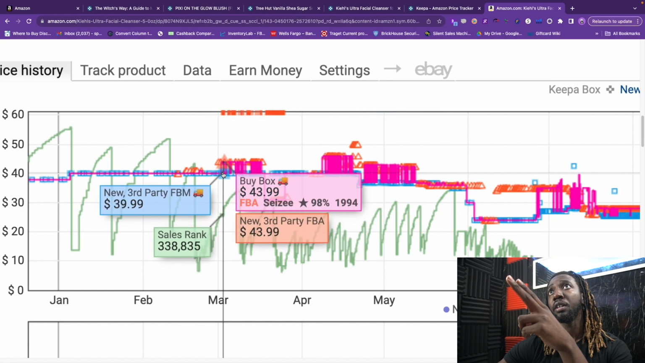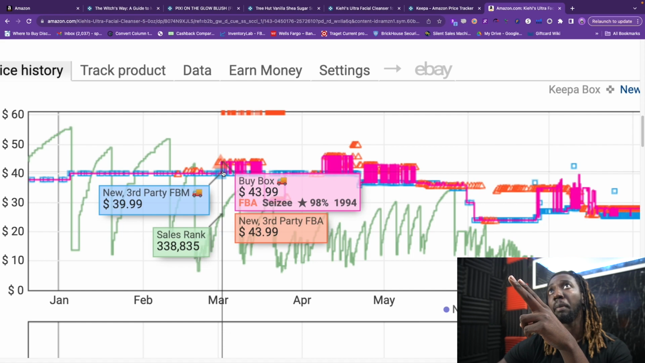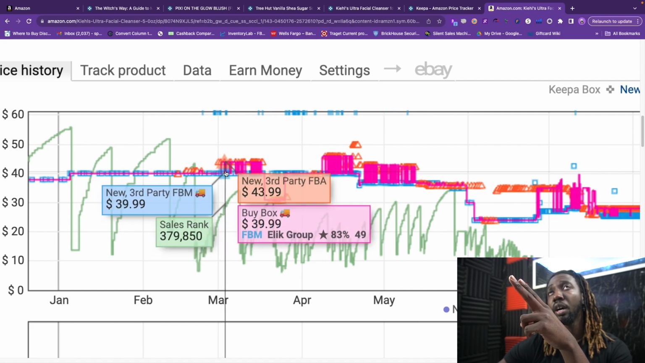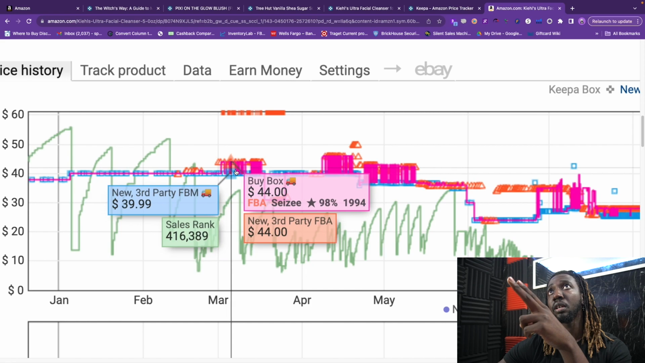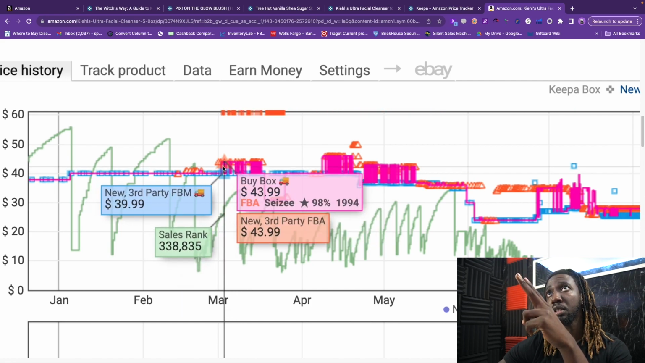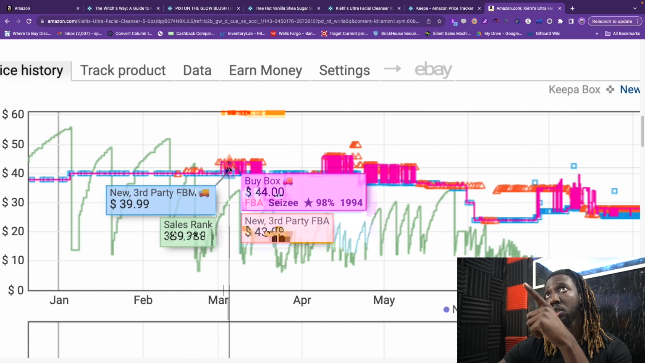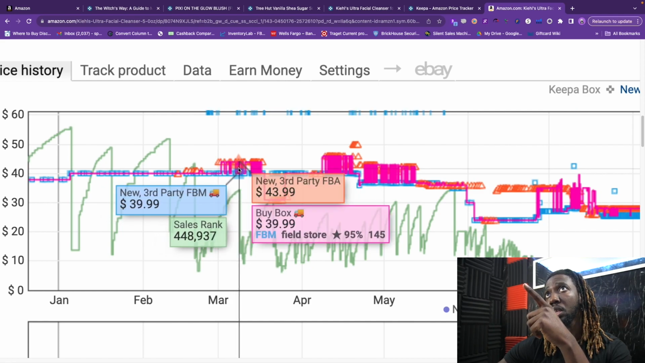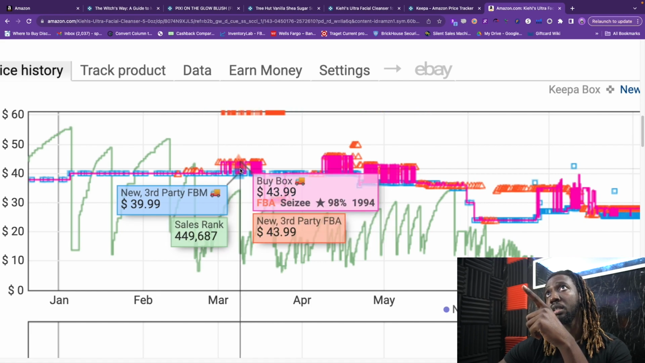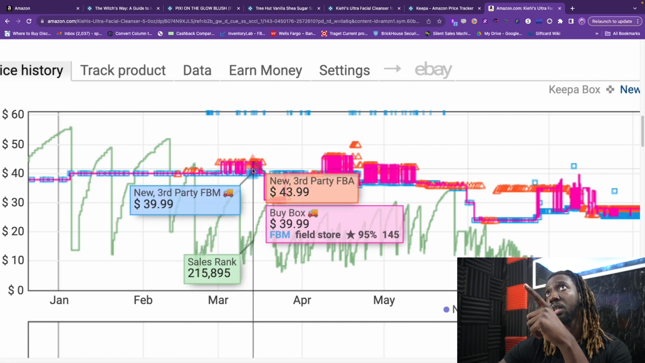And over here you can see what I was saying about the buy box rotation, going up and down. You have the pink bouncing up and down here. It was rotating between FBM, then an FBA seller would win it, CZ 98%, then it'll go back down to another FBM. So there was a little price war between these two sellers here. You have FBM again, won it again, CZ won it again, then FBM Field Store won it, and so forth.